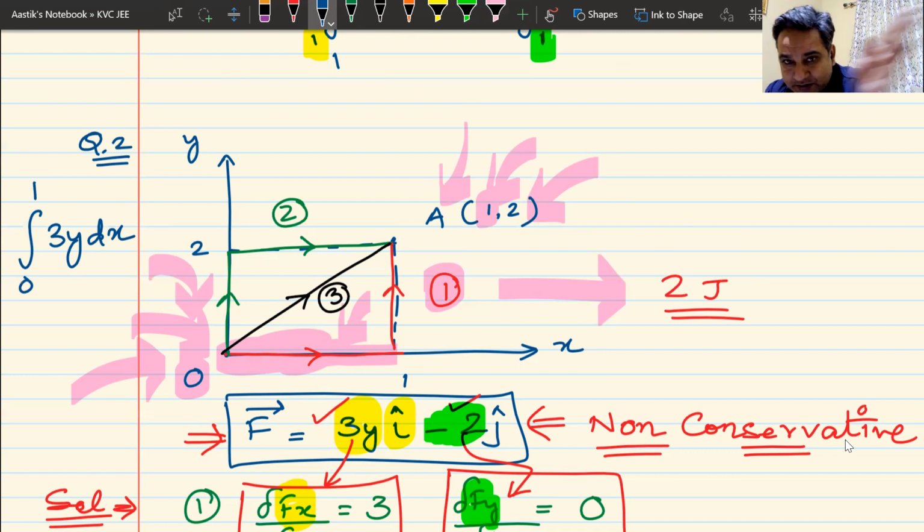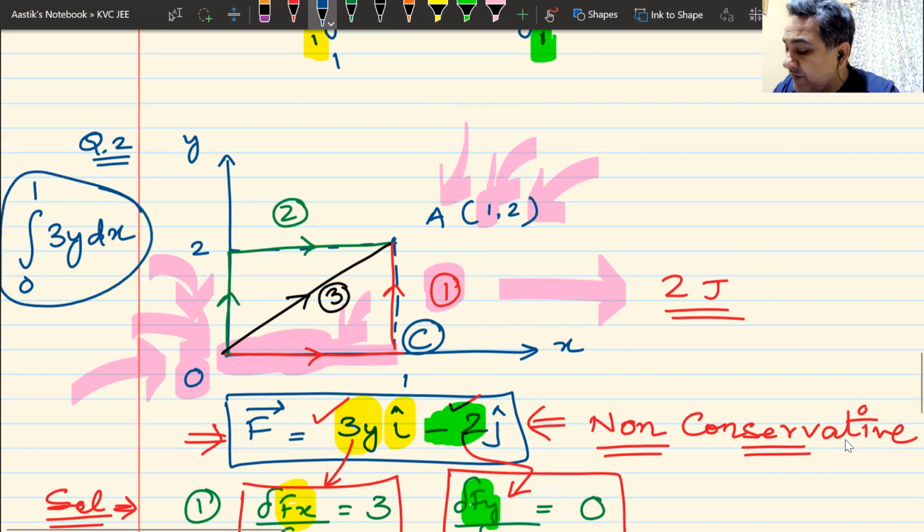I have to look at the entire path. Now, just for your understanding, I break this path into one more point. I put a point C here. So basically I'm going from O to C, then from C to A. And in that path, I have to find out the integral of 3y dx. Yes or no? We understand this? Okay. So basically, I have to go horizontal, then I have to go vertical. So far, so good.